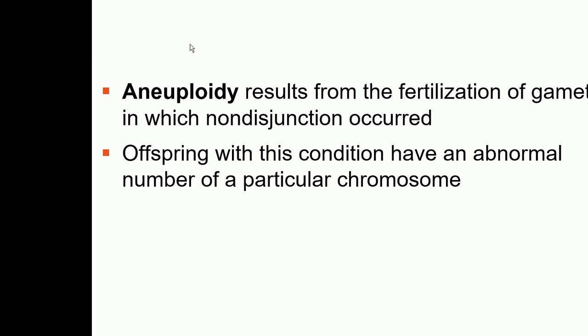Okay, what is aneuploidy situation? Aneuploidy is a situation when the cells don't have the correct number of chromosomes, they have an abnormal number of chromosomes. So aneuploidy results from fertilization of gametes in which non-disjunction occurred. So offspring with this condition have an abnormal number of chromosomes, or they have an abnormal number of particular chromosomes.